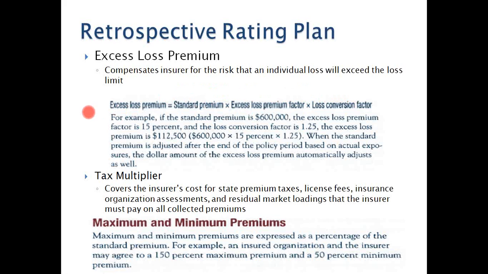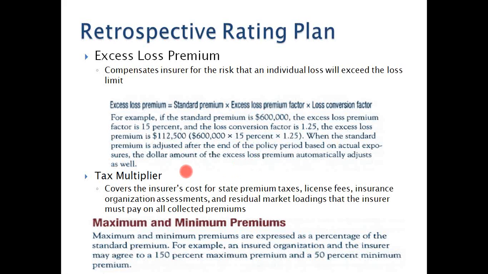In the example, they say, for example, if the standard premium is $600,000, meaning this is what you'd pay if you're going to do the commercial insurance rating, the excess loss premium factor is 15%. Okay, so that's this number. And the loss conversion factor is 1.25. So the excess loss premium is $112,500, which is $600,000 times the 15% times the 1.25. So the excess loss premium that we're going to charge for this is going to be $112,500. And this is what we'll add on at the very end as part of our protection for this type of policy.